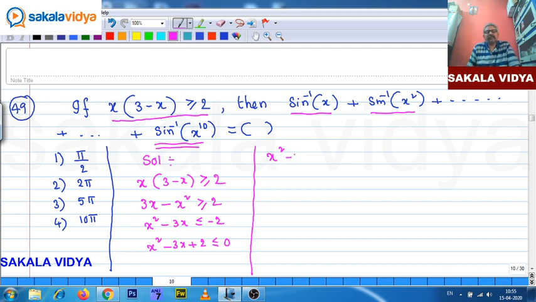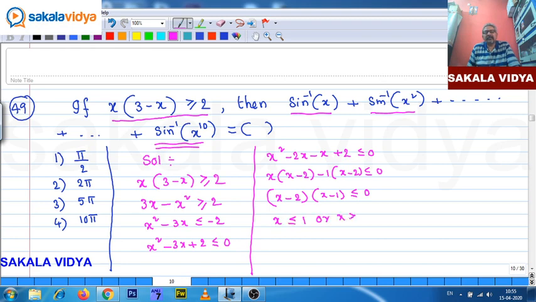x square minus 2x minus x plus 2 less than or equal to 0. x common, we have x minus 2, minus 1 common, x minus 2 less than or equal to 0. That means x minus 2 into x minus 1 less than or equal to 0. That means x lies between 1 and 2. That means x is greater than or equal to 1 and x less than or equal to 2.